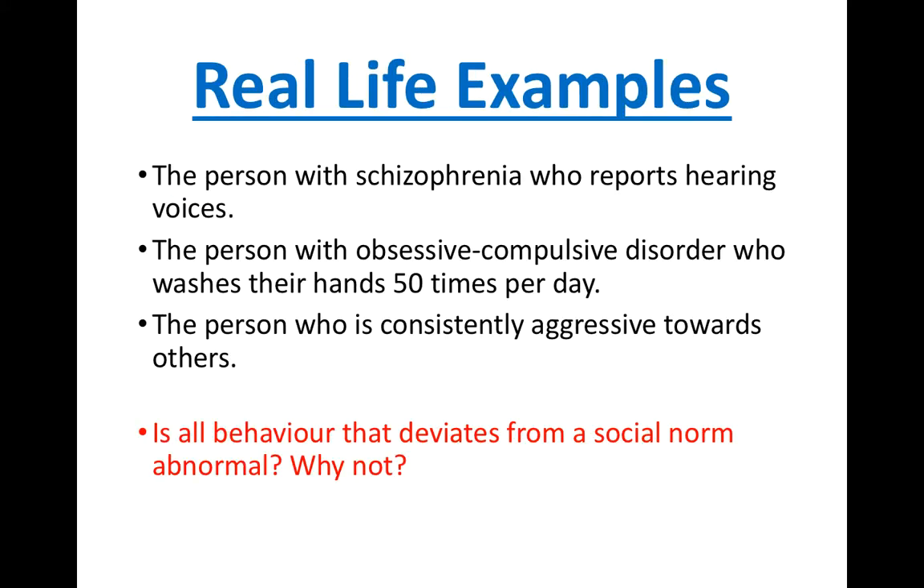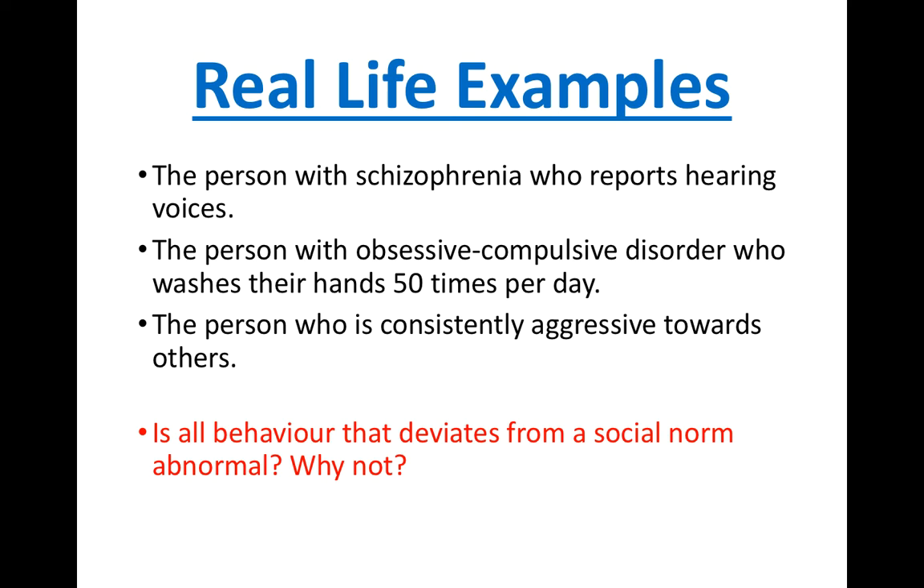So some real life examples for you. In the past, homosexuality was classified as abnormal and regarded as a mental disorder. It was also against the law in the UK, obviously not nowadays. This judgment was based on social deviation. It was a judgment made by society at the time. Other forms of sexual behaviour continue to be classified as abnormal, such as paedophilia.